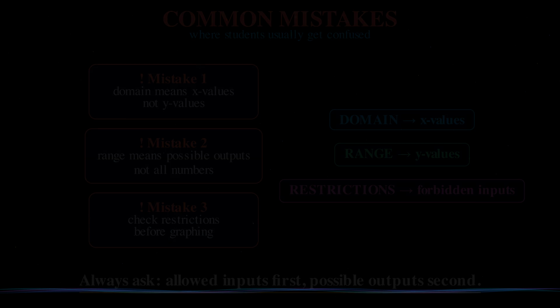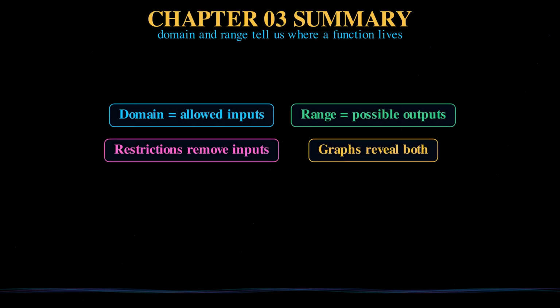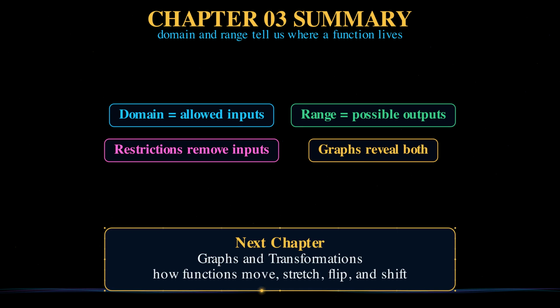Chapter 3 gives us two important ideas. Domain means allowed inputs. Range means possible outputs. Some functions allow every input. Other functions restrict inputs, like square roots and fractions. Graphs help us see both domain and range. But now that we know where a function can live, the next question is, how does the graph move? How does it shift, stretch, flip, or change shape? That is the next chapter, Graphs and Transformations.